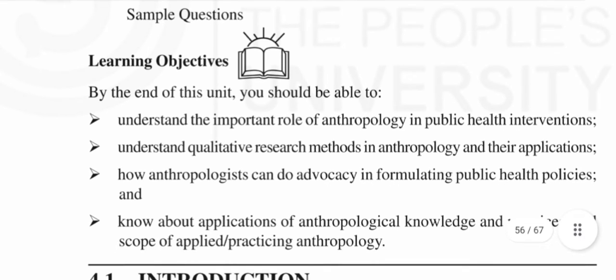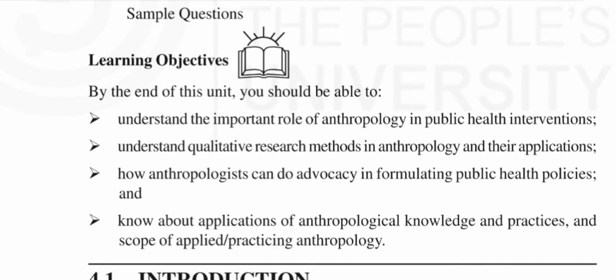Learning objectives are, by the end of this unit, you should be able to understand the important role of anthropology in public health interventions, understand qualitative research methods in anthropology and their applications, how anthropologists can do advocacy in formulating public health policies, and know about application of anthropological knowledge and practices and the scope of applied and practicing anthropology.